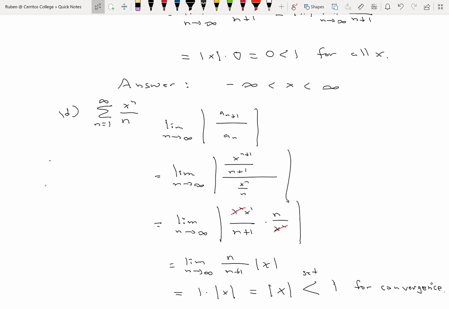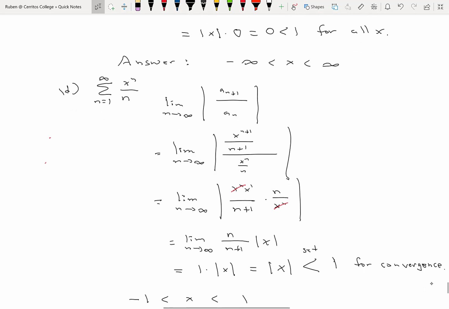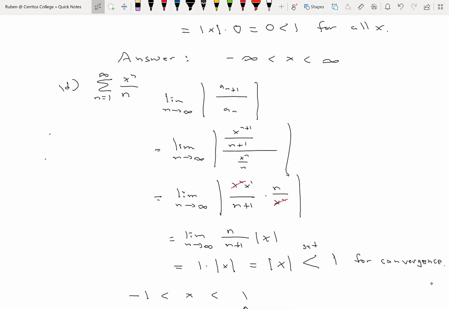So the limit of a sub n plus 1 over a sub n in absolute value goes to the absolute value of x. And what we do is we set this less than 1 for convergence, for the ratio test says that that ratio needs to be less than 1 for convergence. Okay, well, that means x is between -1 and 1. But we're not out of the woods yet. You see, the ratio test gave us no information when the limit was equal to 1.